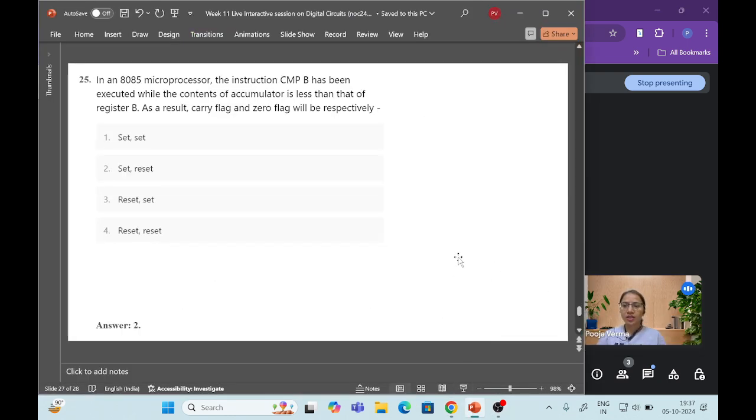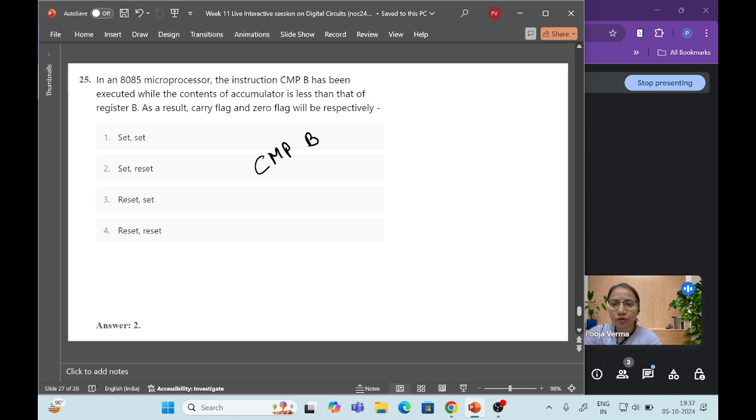So now the next question is: in an 8085 microprocessor, the instruction CMP B has been executed while the content of the accumulator is less than that of the register B. As a result, carry flag and zero flag will be, respectively.